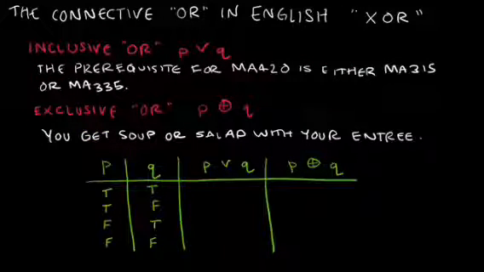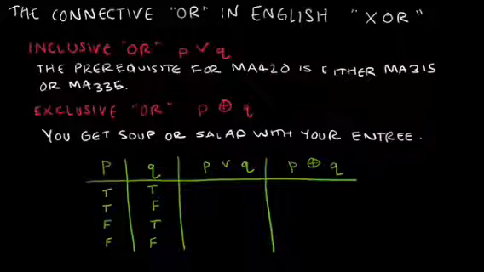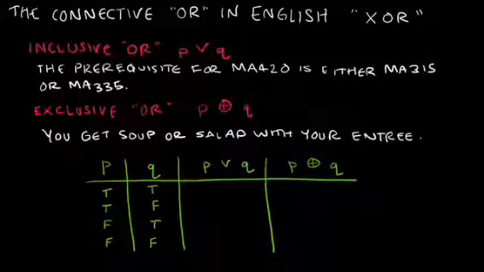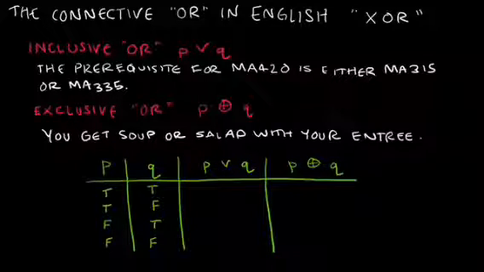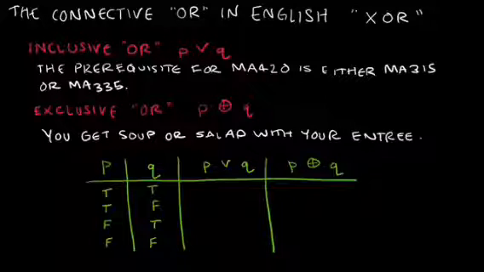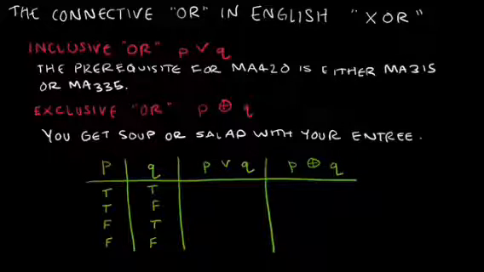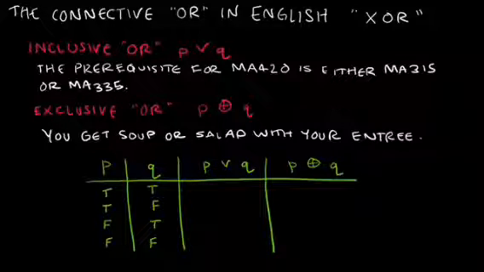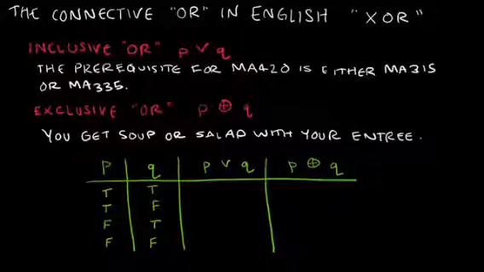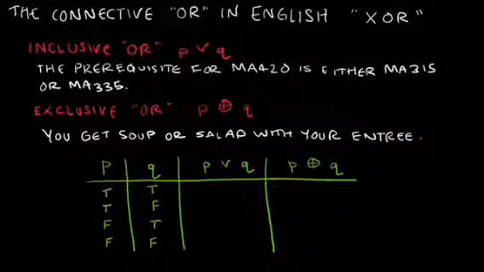The ors can get a little bit tricky. Most of the time in mathematics, we're using that inclusive or that we just talked about. That's the P or Q, and that is saying, for instance, the prerequisite for MA 420 is either MA 315 or MA 335. And by that I mean you could have passed MA 315, you could have passed MA 335, or you could have passed both of them and you can still get into MA 420. That's the inclusive or. That's the one we use most often.